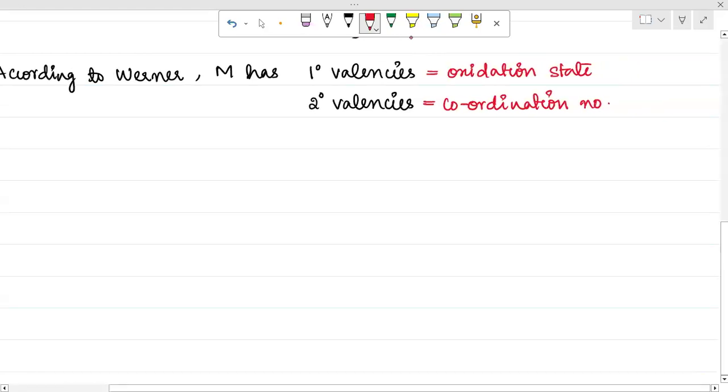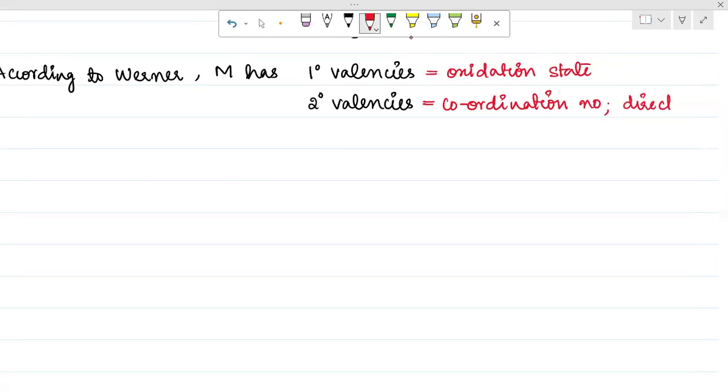So coordination number is something which gives geometry, correct? And hence secondary valencies are directional in nature. Directional meaning they are arranged in such a way that it provides some kind of geometry, while primary valencies are non-directional.